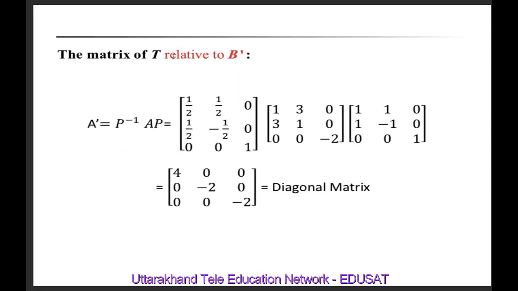So the matrix of T relative to B dash is A dash equal to P inverse A P. P inverse we have calculated as [1/2, 1/2, 0; 1/2, -1/2, 0; 0, 0, 1], A is nothing but [1, 3, 0; 3, 1, 0; 0, 0, -2], and P is [1, 1, 0; 1, -1, 0; 0, 0, 1]. If we multiply these by normal matrix multiplication, we get the resulting matrix [4, 0, 0; 0, -2, 0; 0, 0, -2]. This is nothing but a diagonal matrix.